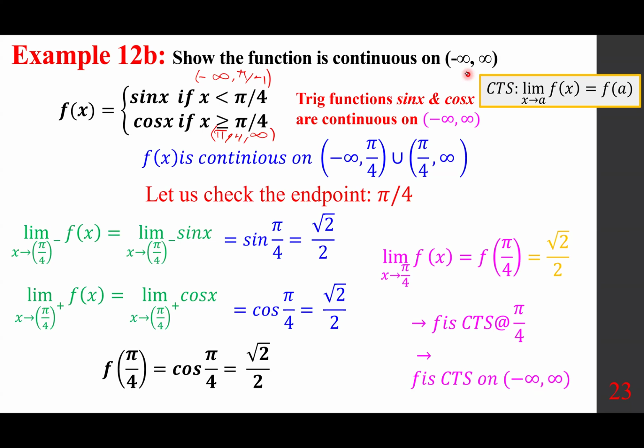So again, each piece is continuous from negative to positive infinity. This one stops at pi over 4. This one starts with pi over 4. You look at one-sided limits, they're identical. You look at the functional value, you have to use the equality, everybody. And they are all identical. The limit is equal to the functional value. It makes it continuous at pi over 4. And we already proved it was continuous from negative to positive infinity, except at pi over 4 now. Everything is covered. At pi over 4, we did not know that. We had to check.